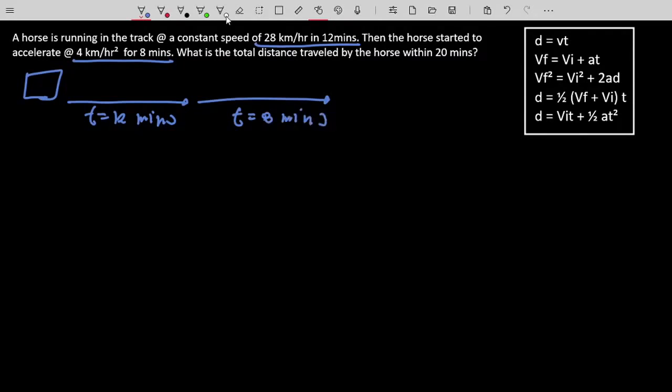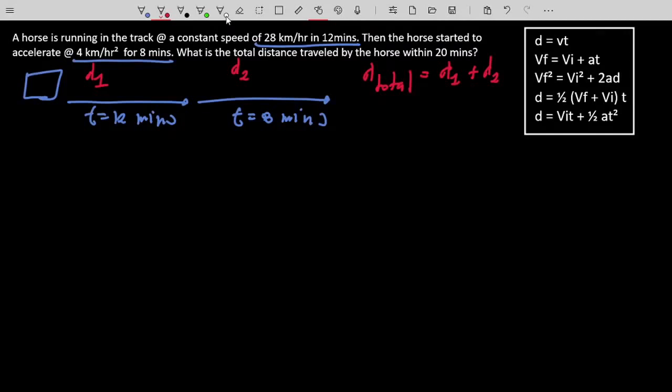Now we have to identify the value of the total displacement of the horse traveled, which is this one. But in order for us to get the total displacement, we have to find the displacement for the first and second part. So let your first part be d1, where d is displacement, and for your second part, you have d2, where d is again displacement. And so total displacement is equal to d1 plus d2. Now let's try to focus first on the first part.